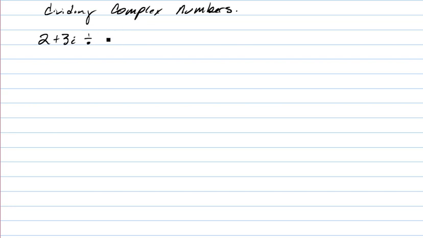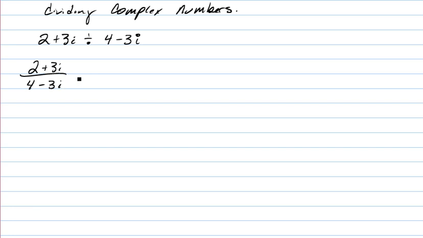This video is going to be how you divide a complex number. So, dividing complex numbers. Let's say we've got this number, say 2 plus 3i, and we're going to divide it by 4 minus 3i. Well, the first thing we want to do is write it like (2 plus 3i) over (4 minus 3i). Write it as a fraction.